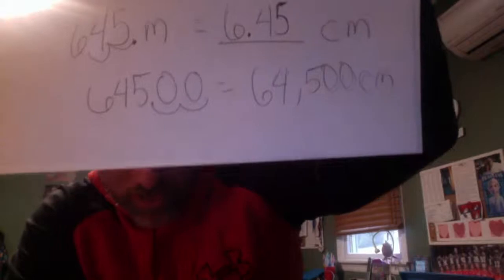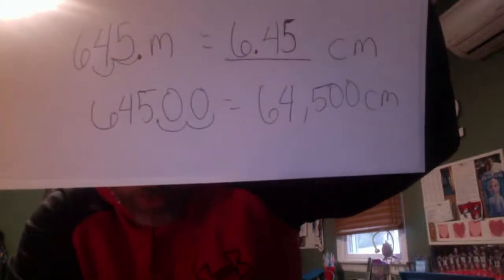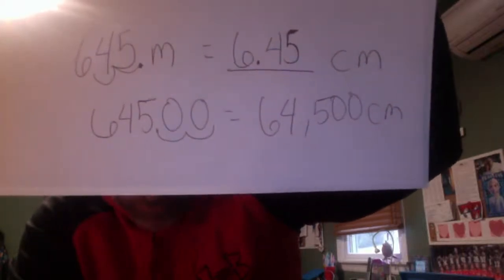So what I would do there is, bear with me one moment, please. Look at the bottom one now. I would now end up with 64,500 centimeters, because then I moved the decimal 2 spots the other way, and it made life a lot easier. Okay, so that would be multiplying when you're going from a bigger category to a smaller category.